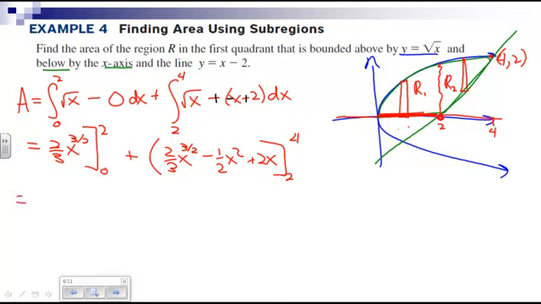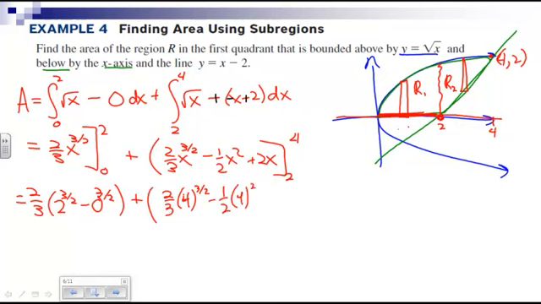Starting again back on this end, 2/3 times 2 to the 3/2 minus 0 to the 3/2 plus, and this one I guess I'll do slightly differently, 2/3 4 to the 3/2 minus 1/2 4 squared plus 2 times 4. So there's my upper bound evaluation.